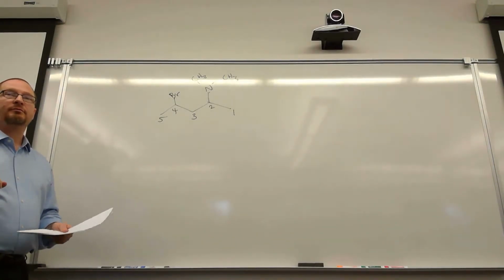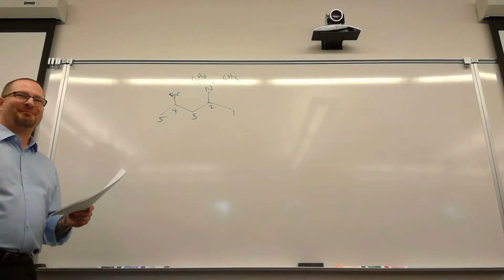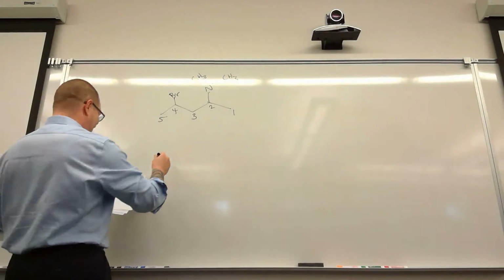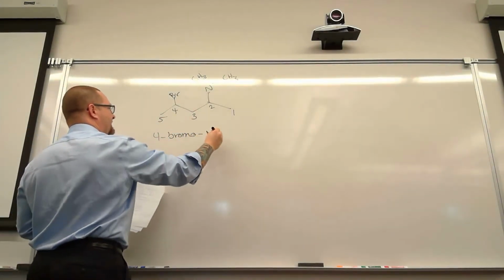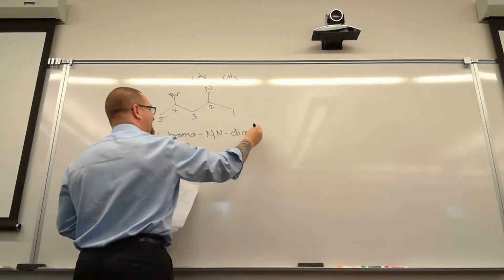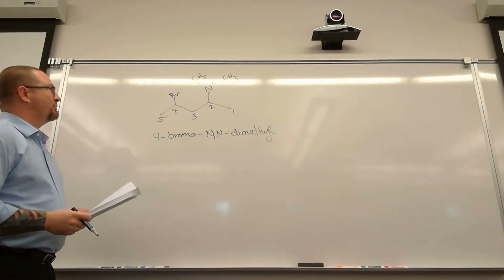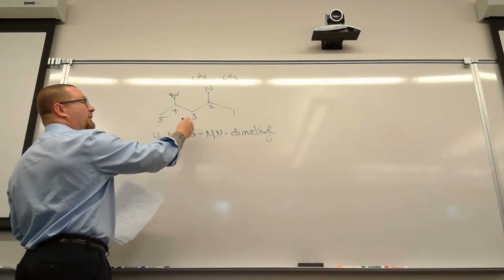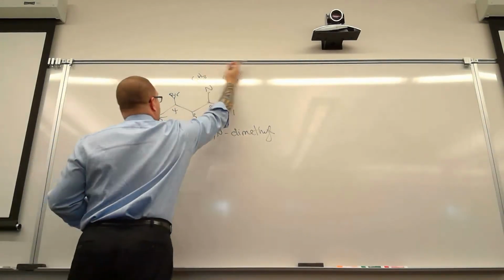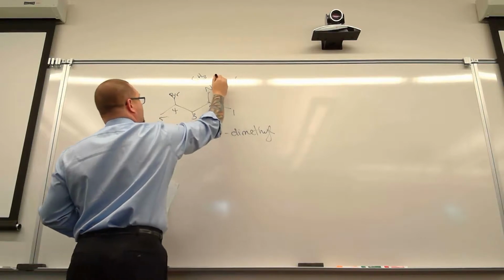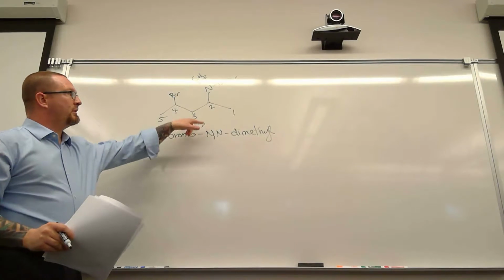It's like N-dimethyl. This is going to be N-dimethyl. Right? So this is going to be 4-bromo, N,N-dimethyl, because there could be another methyl over here. This could be a methyl here with 1 methyl there, and then it would be N,3-dimethyl.